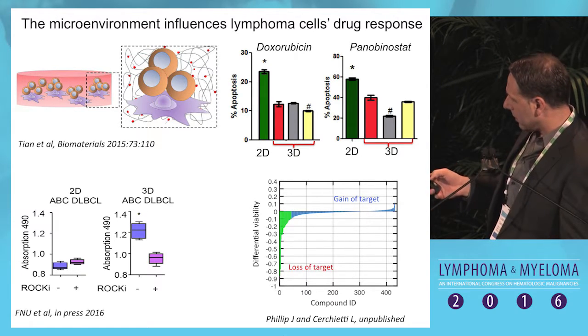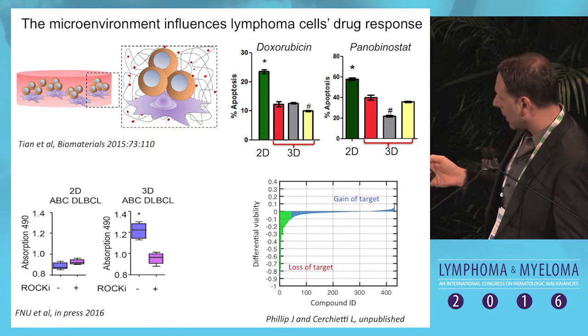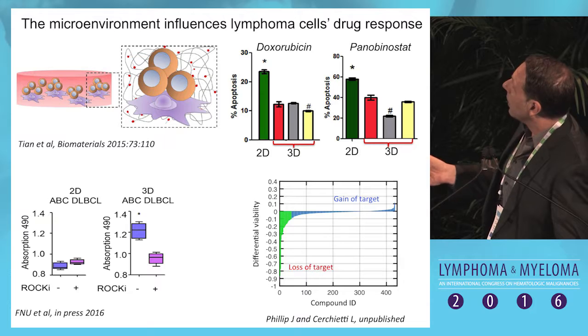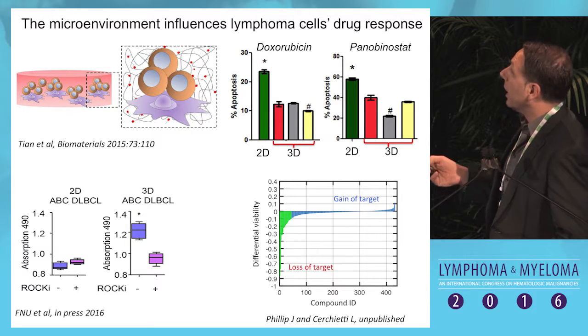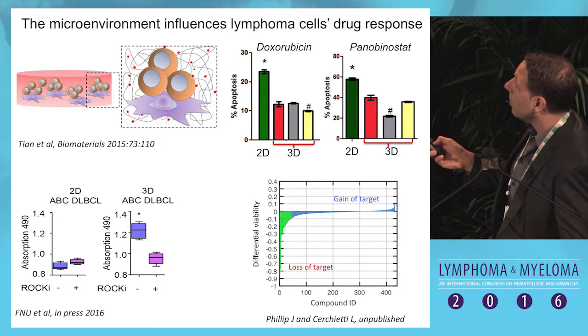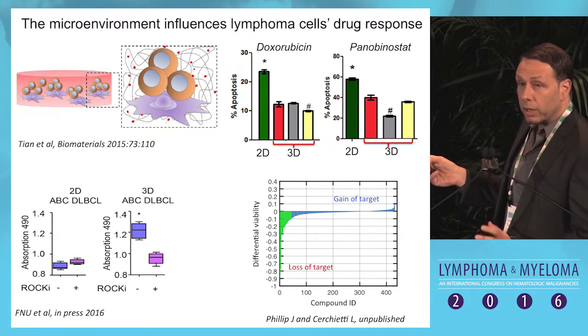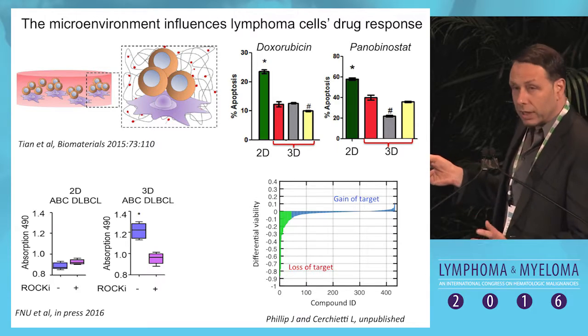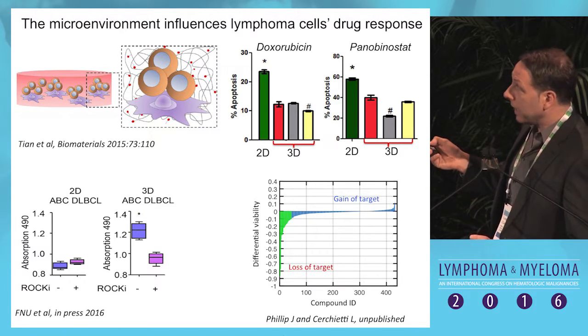three-dimensional matrix that contains the stroma cells and also extracellular matrices. The response of these cells to common drugs like doxorubicin and panobinostat changes if you compare when they're in the 2D regular culture versus 3D. So now something that is a target is not a target anymore.